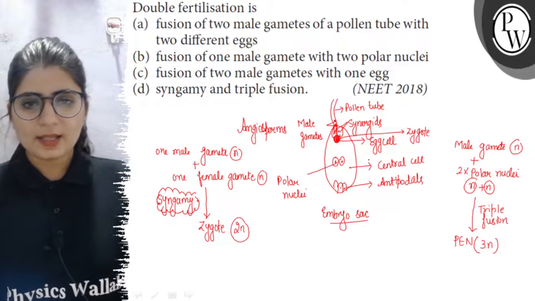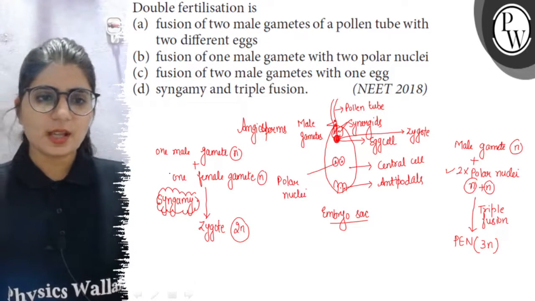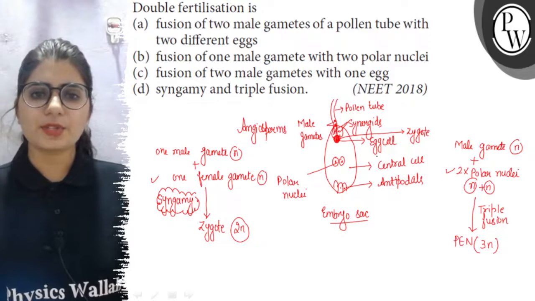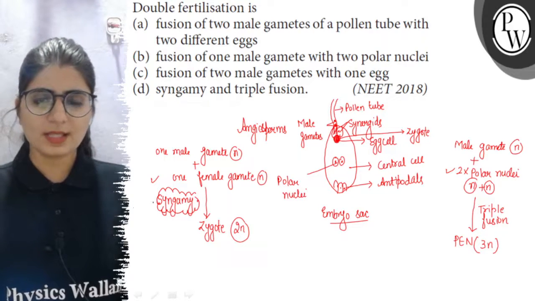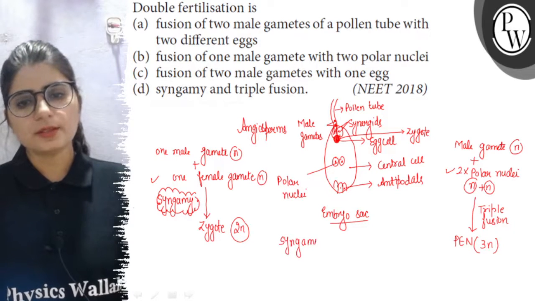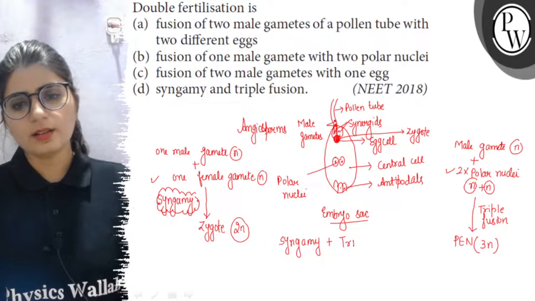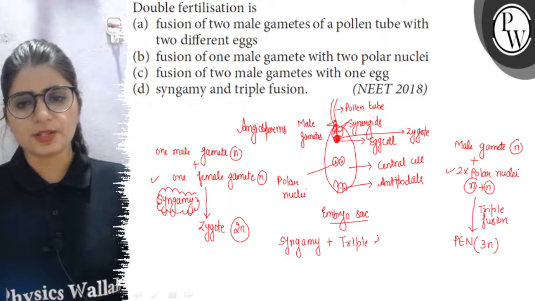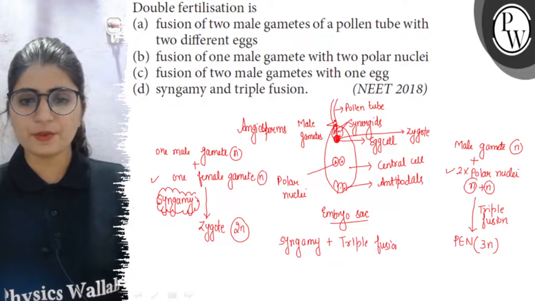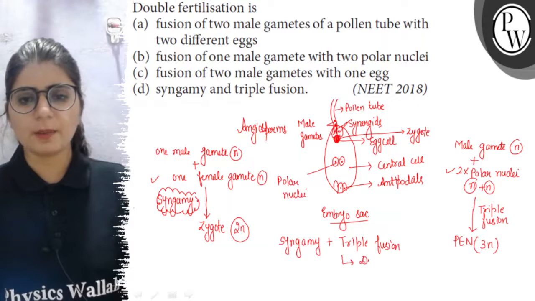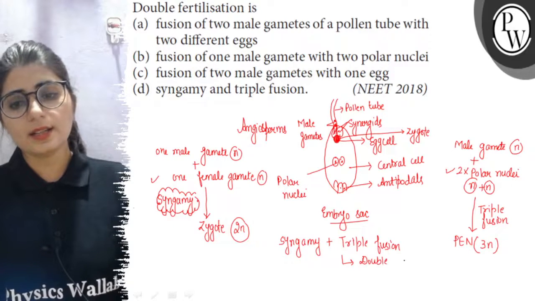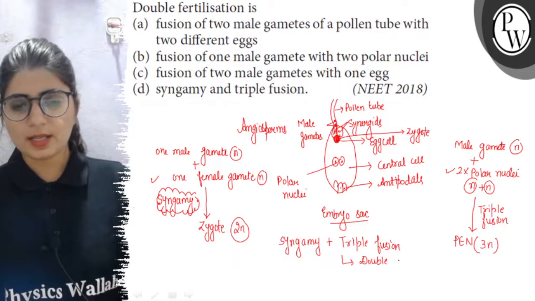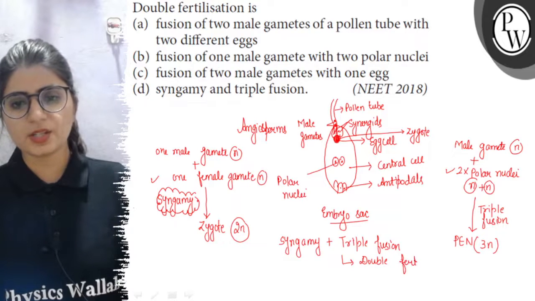So as these two fertilizations are occurring in the same embryo sac, this event of one syngamy and one triple fusion is called double fertilization. So syngamy plus triple fusion is equal to double fertilization, and it is a unique event. In case of angiosperms, no other plant exhibits double fertilization, so it is a unique event.